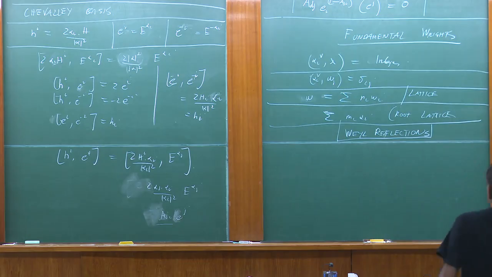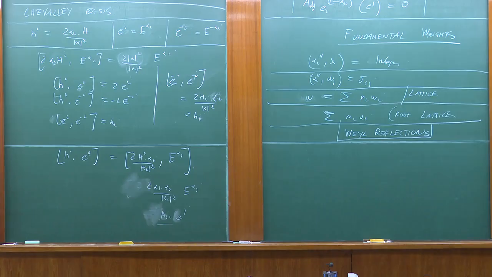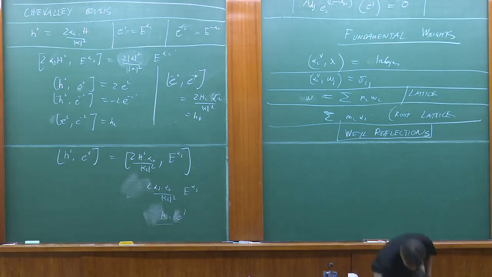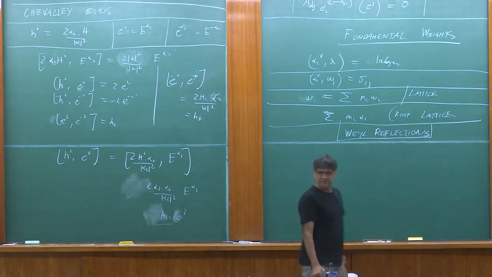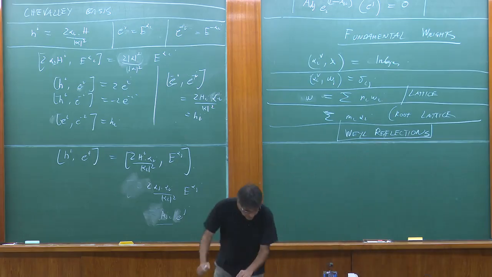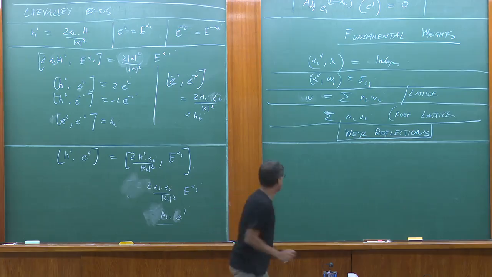Fantastic. Let's keep going. So we want to discuss these things called Weyl reflections. Let's first start with acting Weyl reflections on roots. We'll also define their action on weights. Okay, suppose I've got some root. Let me stick to his notation. Suppose I've got some root. Let me call it beta.